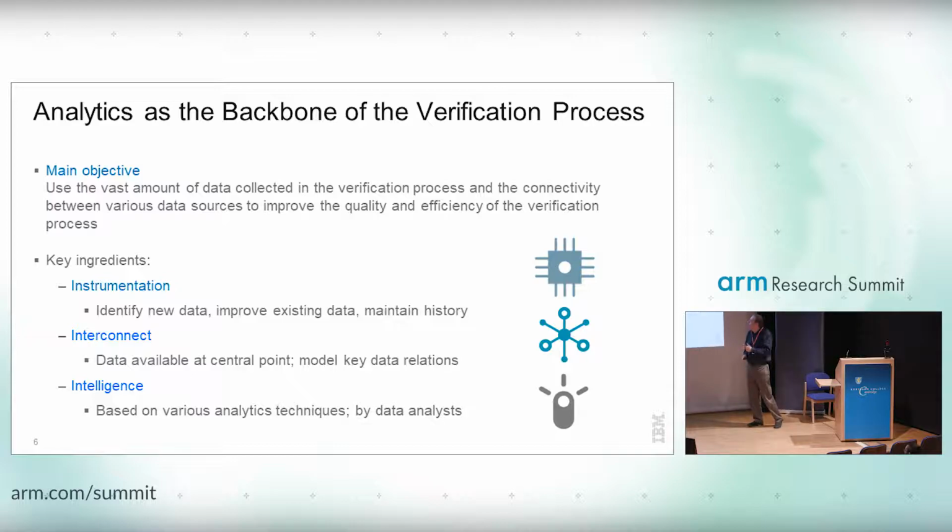And the key ingredients to doing that are three, basically. First of all, we need to instrument the data sources. So we need to make sure that, first of all, the existing data that we are aware of is inspected, the data is collected, and we maintain history wherever we need it. We also need to find maybe new data sources that we haven't thought about and collect them into the system.